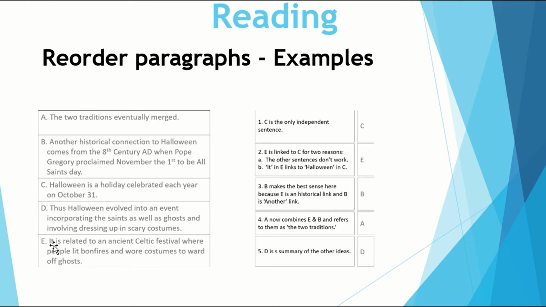Now that you know the third sentence, which is B, you will have to use the same sentence flow, and you will know that option A will be next. We spoke about Halloween and we spoke about another historical connection, so it becomes "two traditions," which is the subject of the fourth sentence. "The two traditions eventually merged." And using the conclusion keyword "thus," you will know that this is the last sentence.